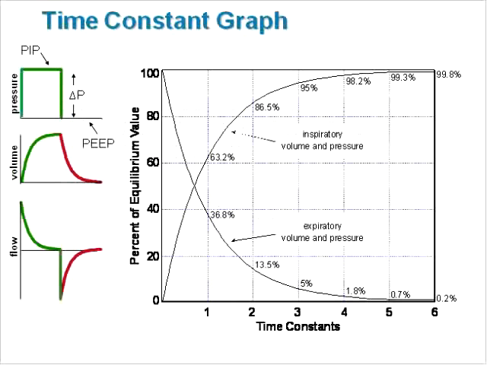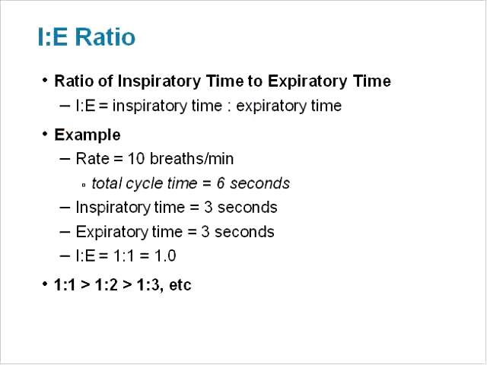On the right, we see a graph of the volume and pressure plotted against time constants. We see that after an inspiratory time equal to 3 time constants, about 95% of the tidal volume has been delivered. Conversely, after 3 time constants, the same amount of volume will be exhaled. An important concept here is that the amount of auto-PEEP in the lungs can theoretically be predicted based on the patient's respiratory system time constant and the expiratory time set on the ventilator. And we'll see that this is going to be quite an important concept when we talk about APRV.